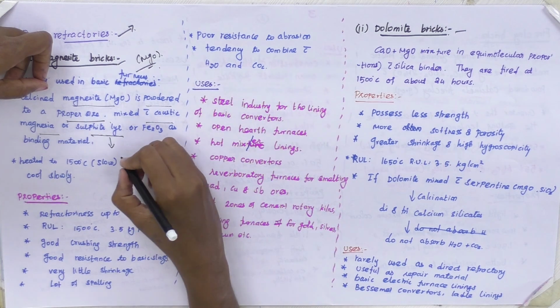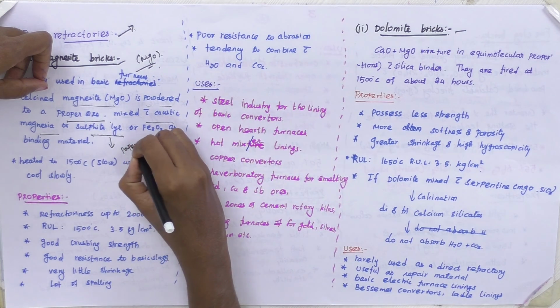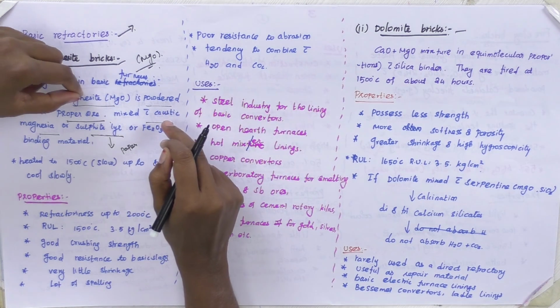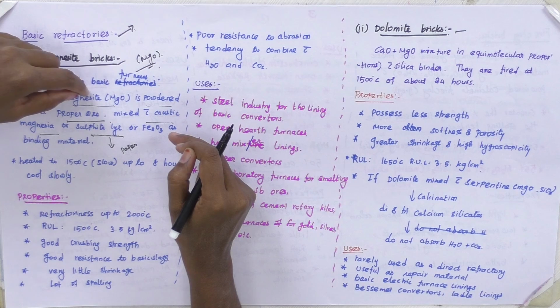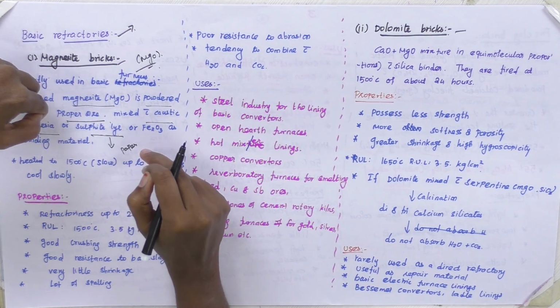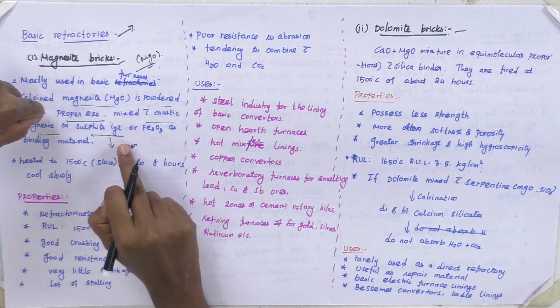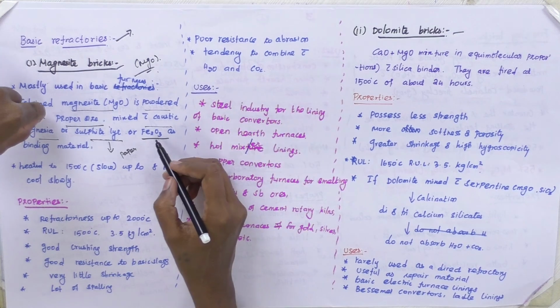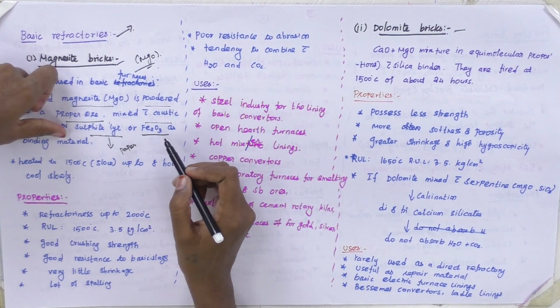The sulfite lye is obtained from paper industries. It is a waste of paper industries. So we mix the calcined magnesite material, first ground to proper size, with magnesia and sulfite lye, or otherwise Fe2O3, iron oxide, as a binding material.